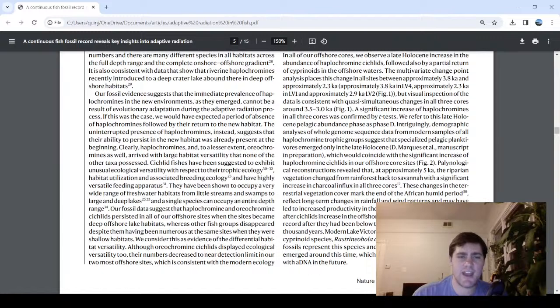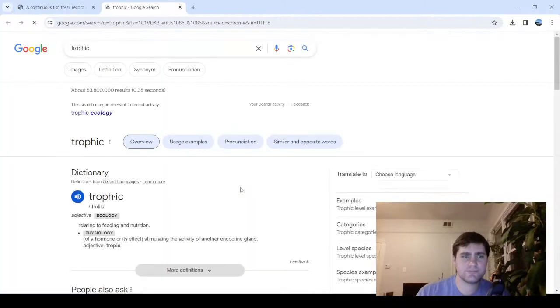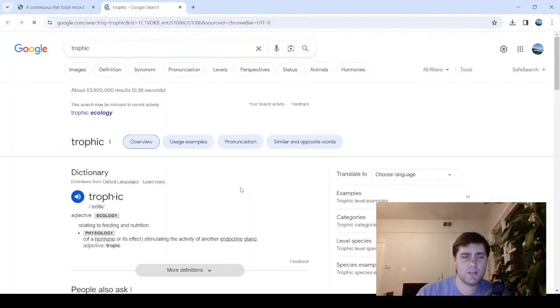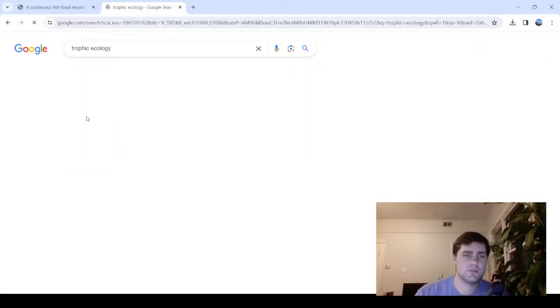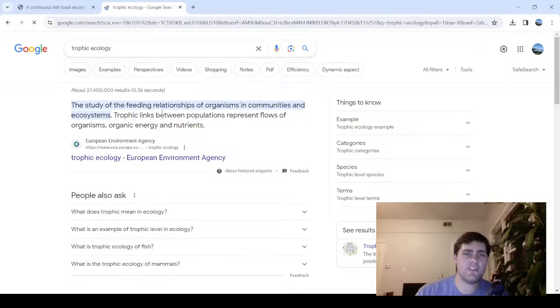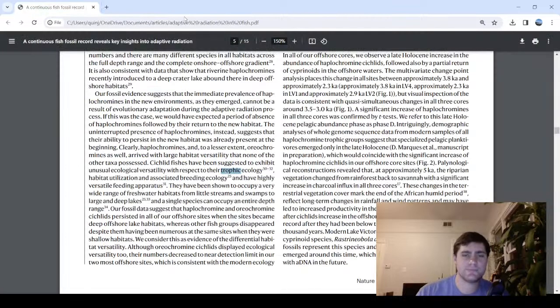Cichlid fishes have been suggested to exhibit unusual ecological versatility with respect to their trophic ecology. Trophic, I guess it's just saying what they eat. Study of the feeding relationships. Okay.